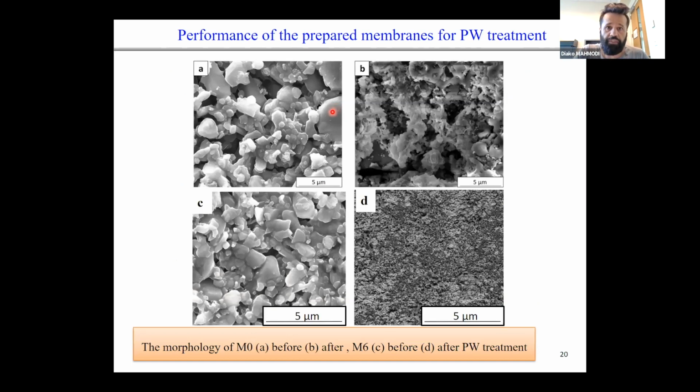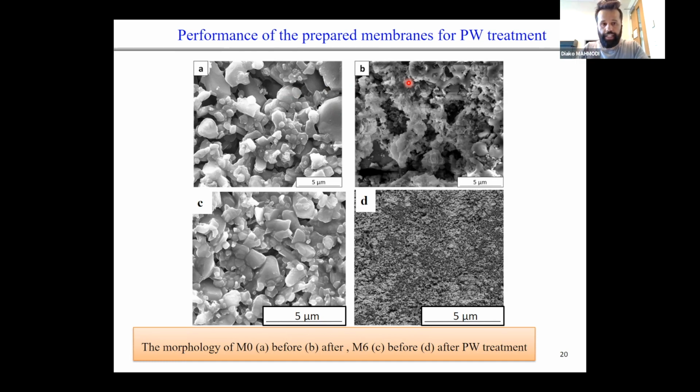Here is the performance of the proper membrane for produced water. Here are A and B. A is the pristine alpha alumina membrane before the separation test. B is the membrane after the separation test. As you can see, a huge amount of contaminant is stuck on the surface of the membrane.